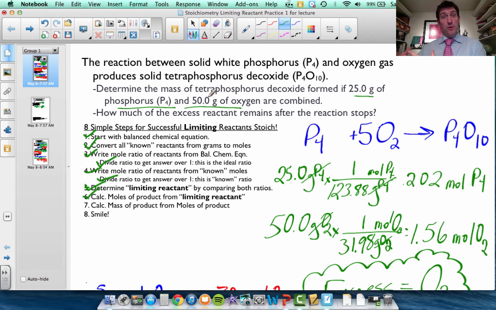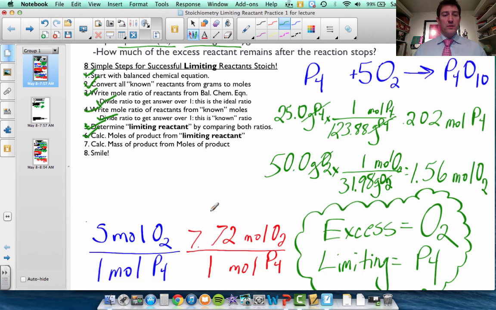Or I need to produce this much stuff. How much do I need to order? Now, we've done essentially everything we need for limiting reactant stoichiometry. We've figured out the product. However, how much of the excess reactant remains after the reaction stops? We haven't done that. That's important as well because you need to know, if I run this reaction and I have stuff left over, how much do I have left over? And then I don't need to order that much stuff next time.